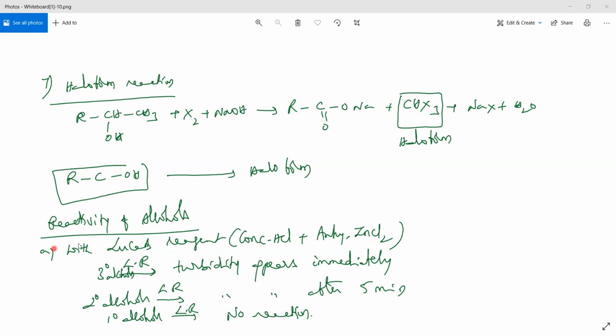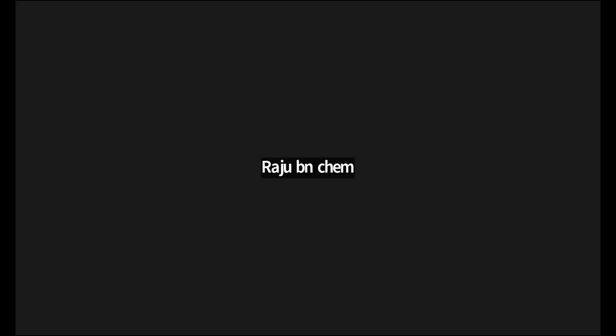And the reactivity of alcohols with Lucas reagent. Yesterday we have seen tertiary alcohols are more reactive than secondary alcohols, which are more reactive than primary alcohols. It's about the reactivity of alcohols.